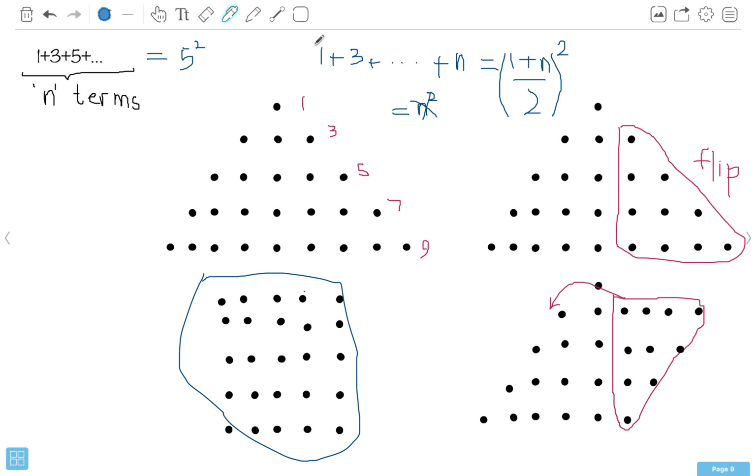So in general, if you have a sum of odd numbers, then this is a general formula here. Another version of this formula is that you have n squared here and you want to write the last term. So what should the last term be? What is n here? 5, because there are 5 terms. What is the last term here? It's twice the number of terms, subtract 1.